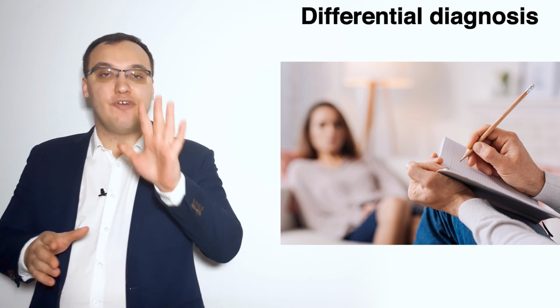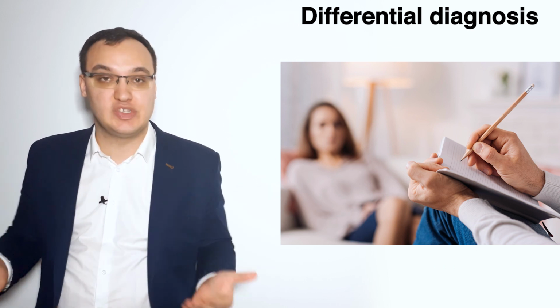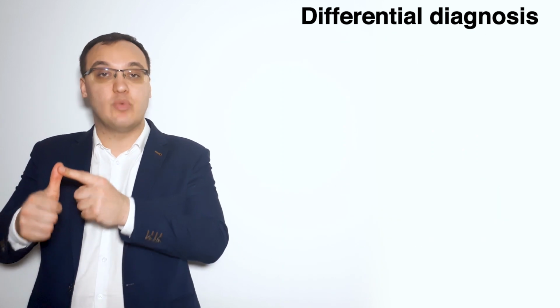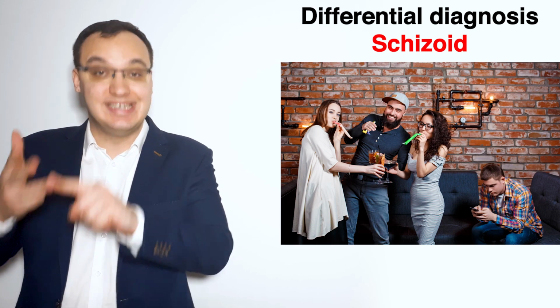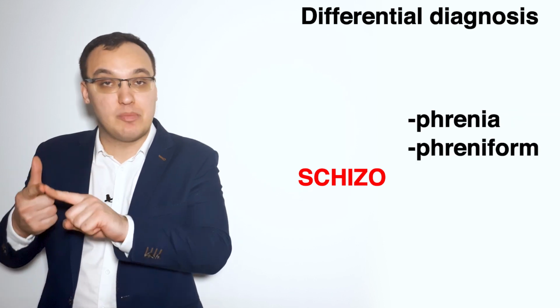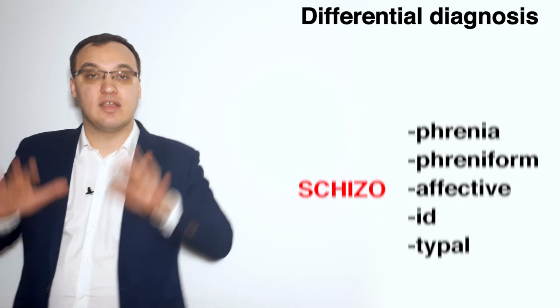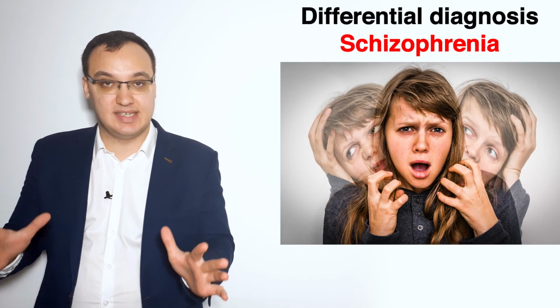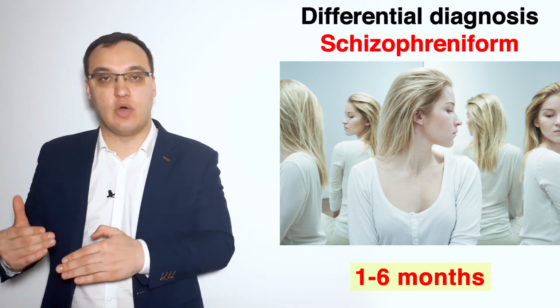So we have 5 diseases that we know are beginning with schizo. And that is confusing, of course, because we have schizophrenia, and we have schizophreniform, and we have schizoaffective, we have schizoid, schizotypal. As you see, all beginning with schizo and ending with phrenia, phreniform, affective, id, or typal. Okay? And the most severe of these diseases is schizophrenia. Then we have schizophreniform, and so on, and the list goes down.